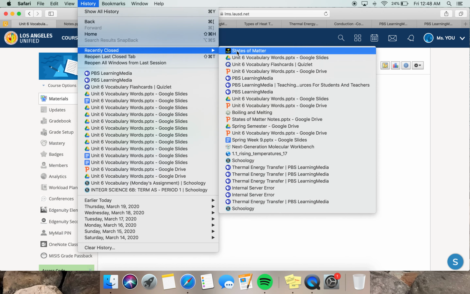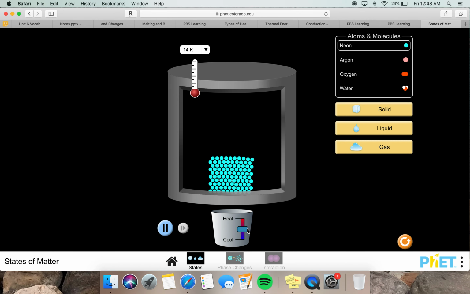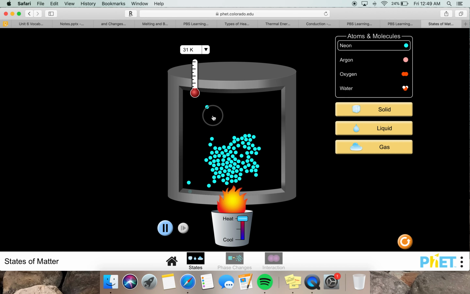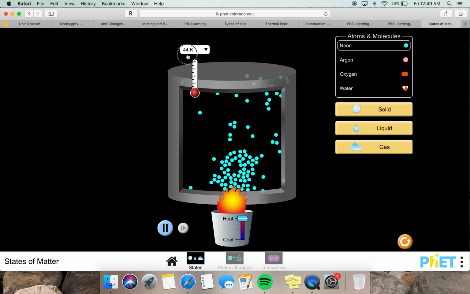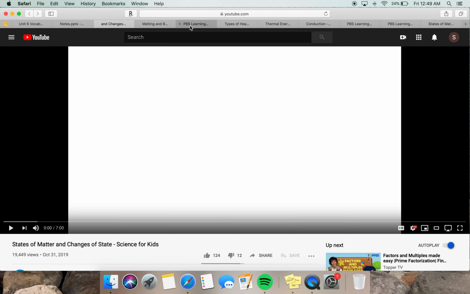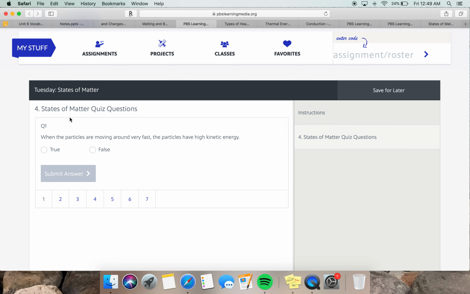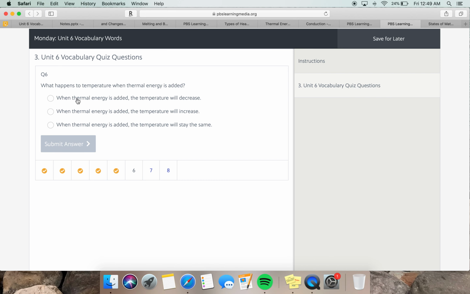Let me reopen the simulation. So we saw how when you add thermal energy, in this case, fire is adding thermal energy, what happens to the temperature? Well, the temperature is definitely increasing. It's going up as thermal energy is added. So let's go back to our question here. There it is. When thermal energy is added, the temperature will increase.